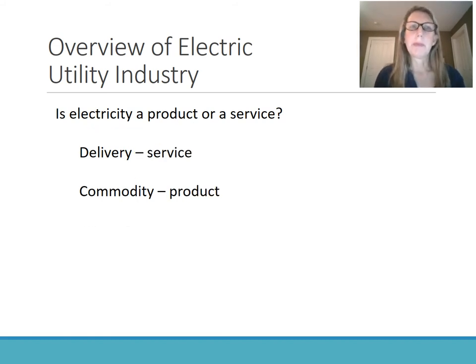So let's talk about whether we believe electricity is a product or a service. As on the previous page, I think it needs to be broken into two pieces, the delivery component and the commodity component. And I compare this to UPS. UPS delivers products, right? So they deliver it from manufacturers or stores to the end consumer. They're the delivery, they provide a service. I view us, the electric utilities, as delivering the commodity, whether it be the electricity or the gas, which is the product.